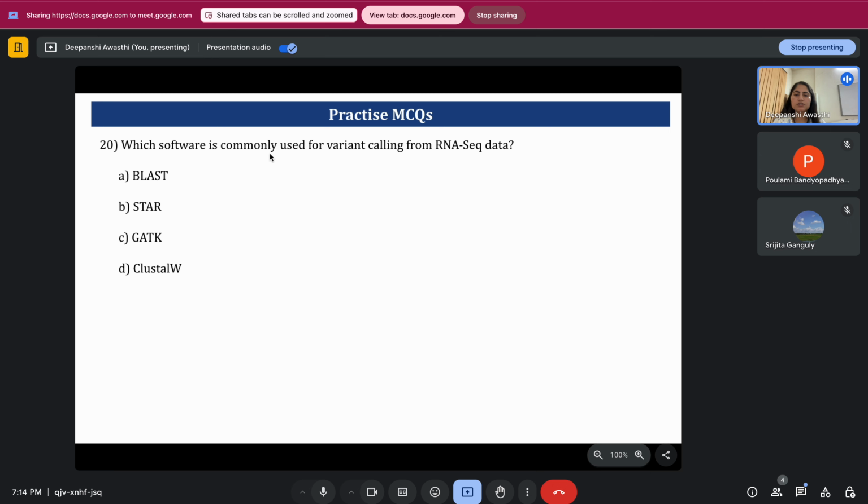Okay, the next question is, which software is commonly used for variant calling from RNA-seq data? BLAST, STAR, GATK, or CLUSTAL-W?